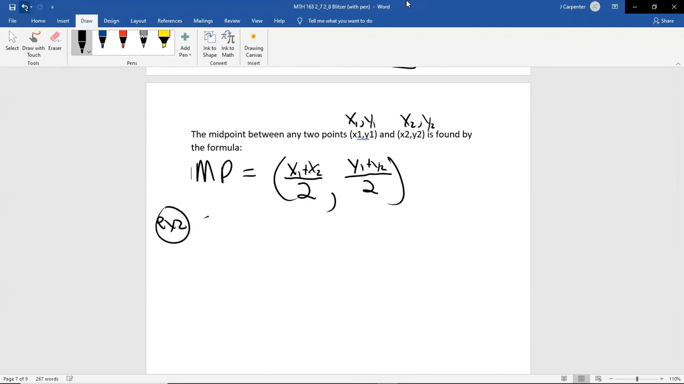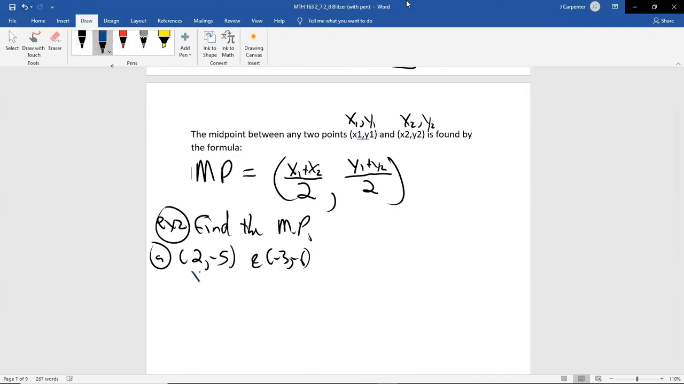Example 2. Guess what we're doing? I'm sure you guessed it. Find the midpoint. Much easier to do, generally speaking. 2 comma negative 5. That'll be the first point. Negative 3 comma negative 6 will be our second point. So this is literally the exact same as 1a. In 1a, we found the distance between them. In 2a, we're going to find the halfway point between them.